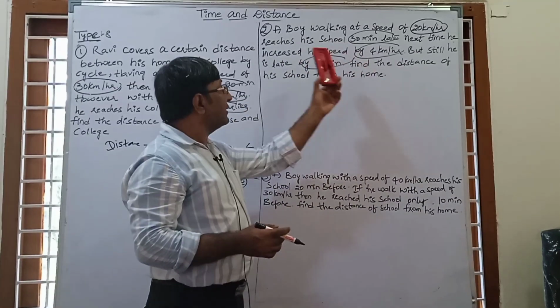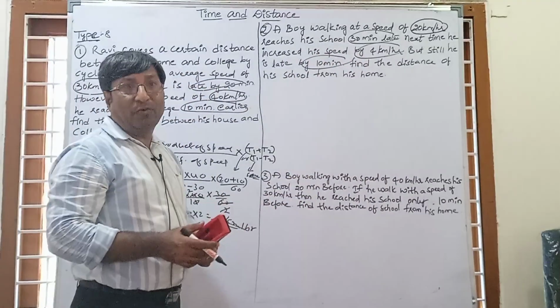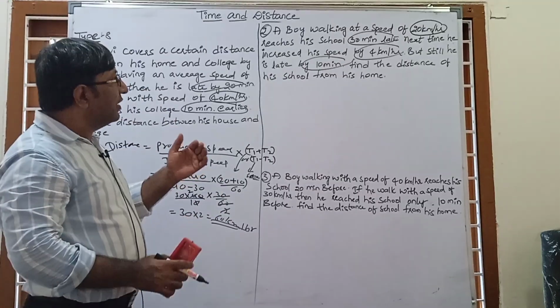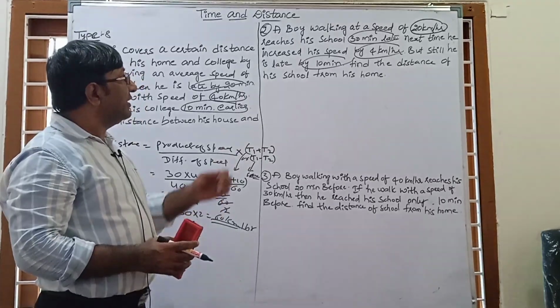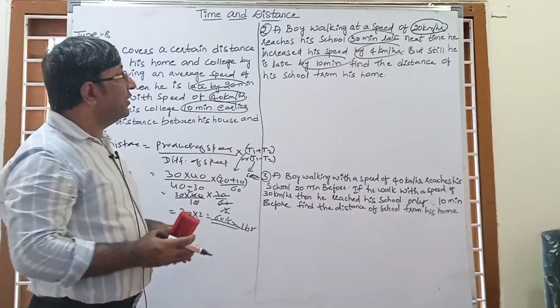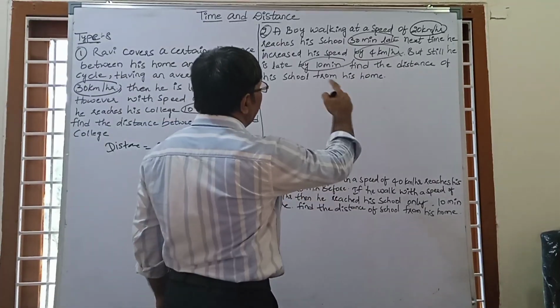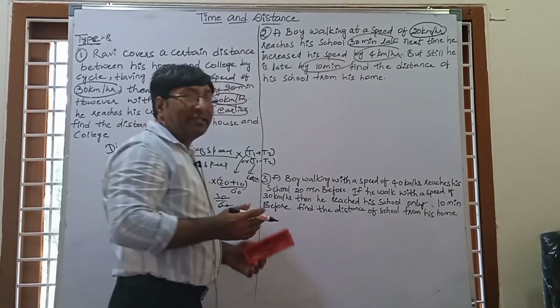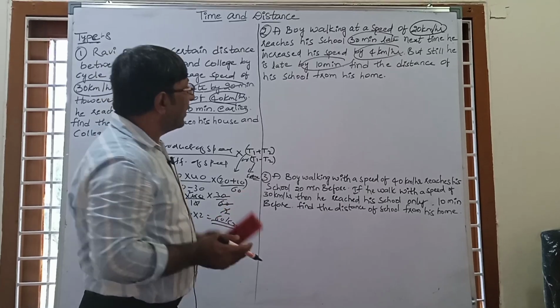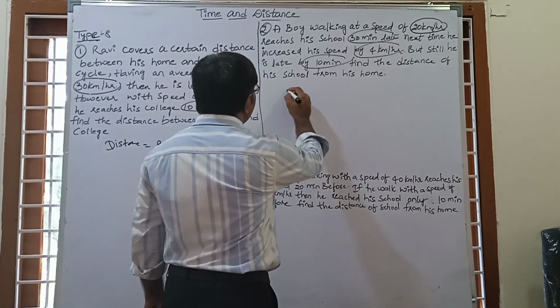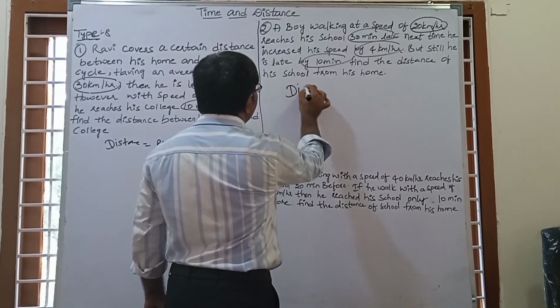What is the next? Next time he increases his speed by 4 kilometers. In the previous question, a new speed was given. But this time, he is telling us to increase his speed by 4 kilometers. So that's why one speed is 20 kilometers and the next speed will be what? 20 plus 4, that is 24 kilometers per hour. So using the same trick, we can find the distance.